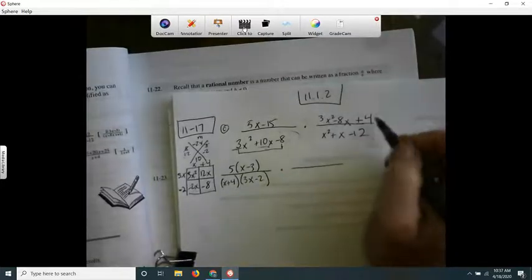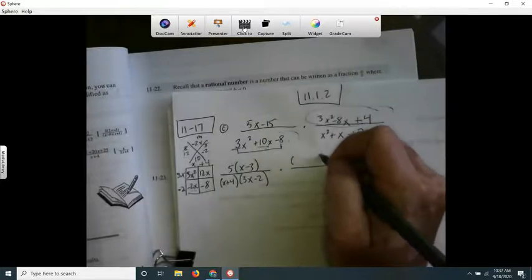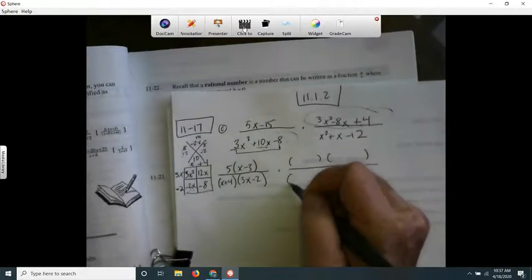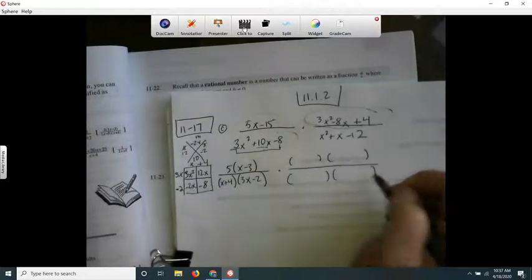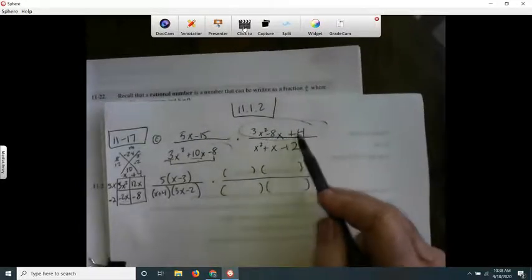Okay, and then I'm going to work on this. I have to factor this. I'm going to assume that it's going to end up like something, and then something, right? I want to find out what those are. So when I factor this, 3 times 4 is 12.